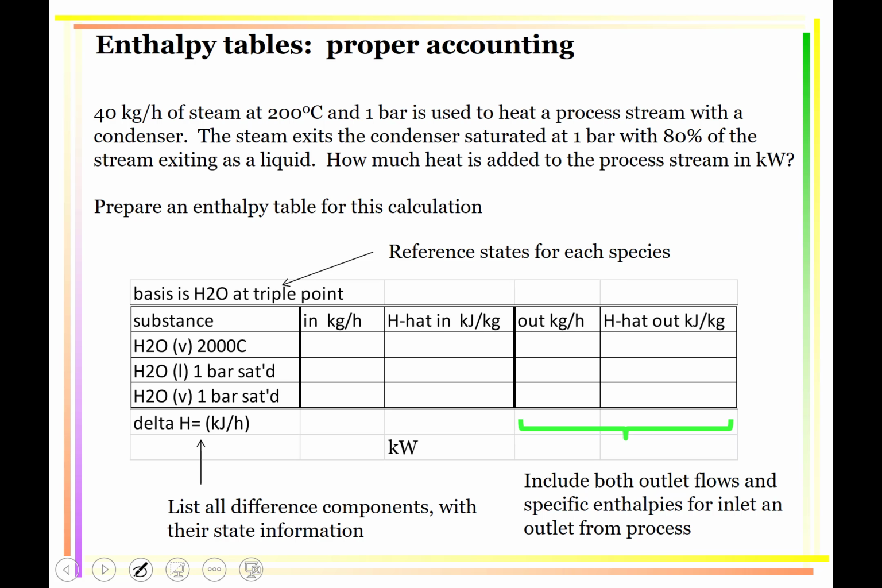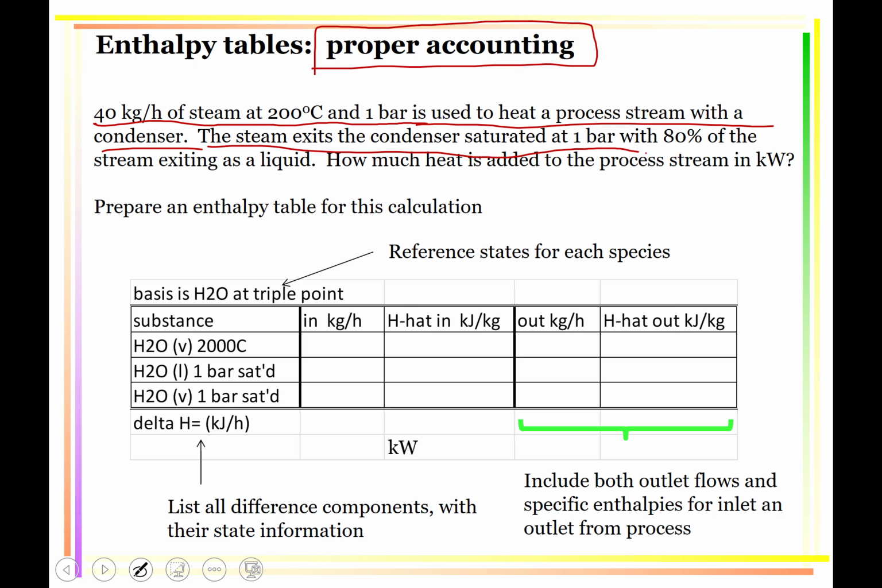So this is a picture here of the enthalpy table that we should start using for accounting. It's about proper accounting of our enthalpy changes. And it's not that difficult here. So this is the calculation. 40 kilograms per hour of steam at 200 degrees C and 1 bar is used to heat a process stream with a condenser. The steam exits the condenser saturated at 1 bar with 80% of the stream exiting as a liquid. How much heat is added to the process stream in kilowatts?